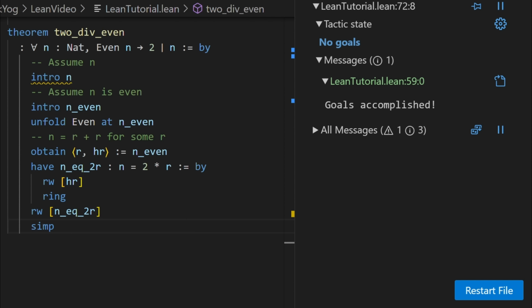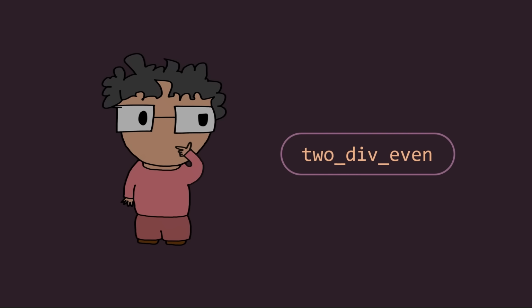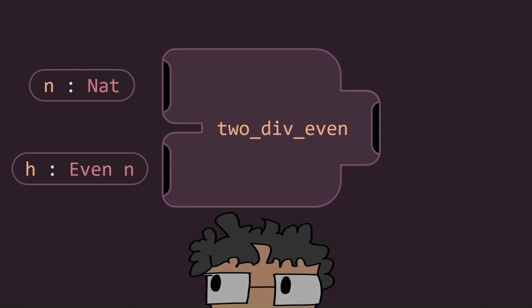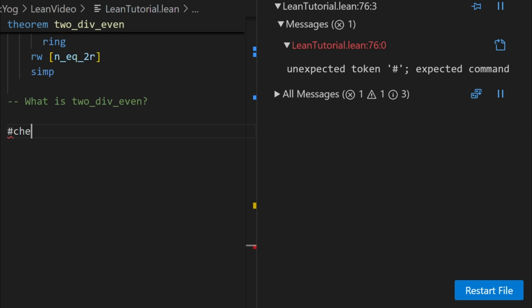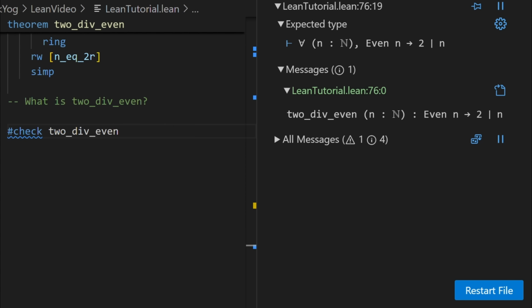Our proof is correct. So, what really is our proof 2div even? Well, it's a function that takes in a number n and then takes in a proof of even n for that n and returns a proof of 2 divides n. Check 2div even and you'll see its type signature.